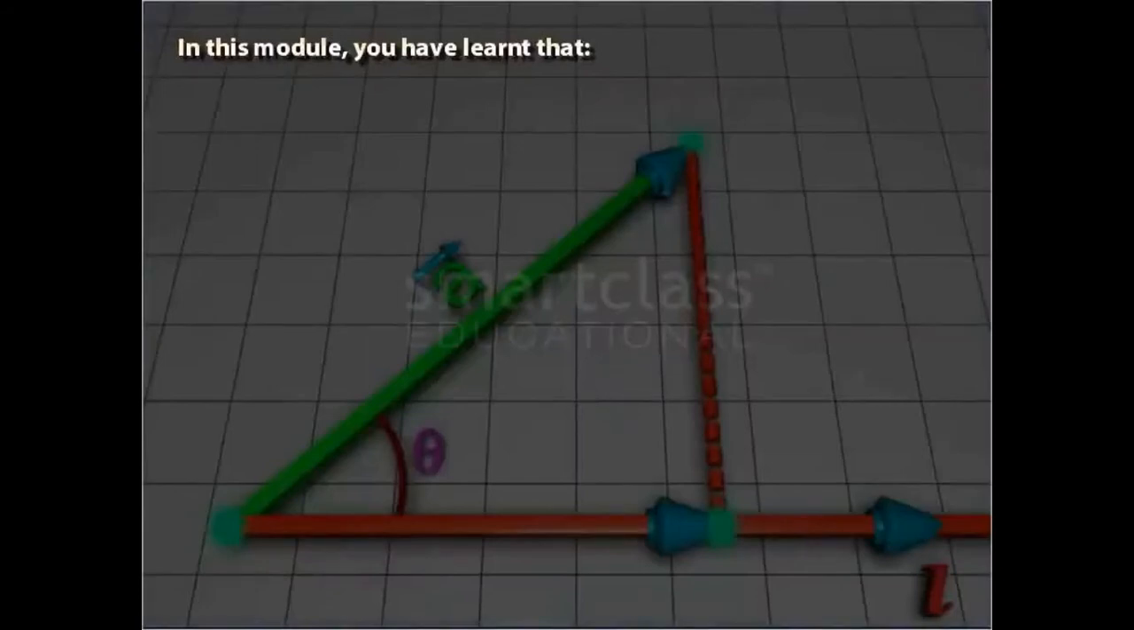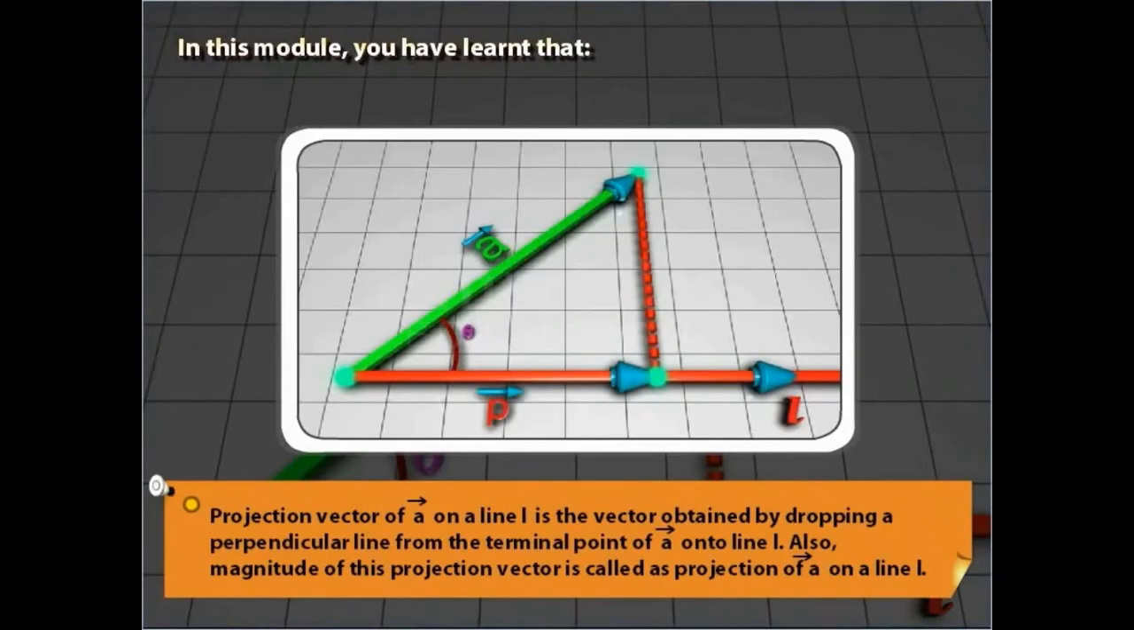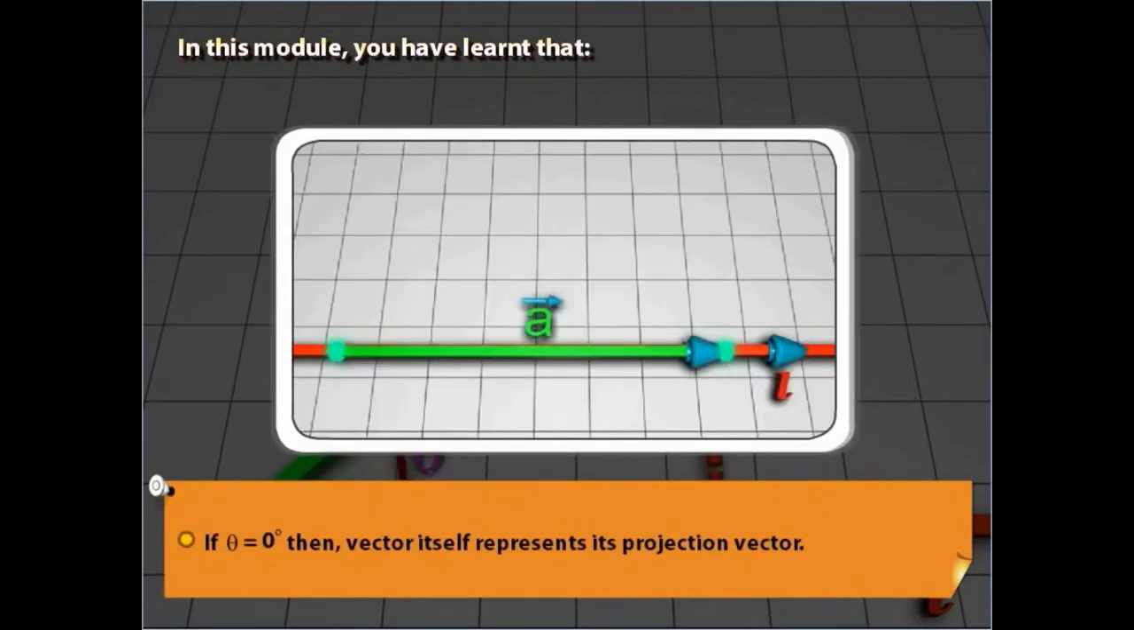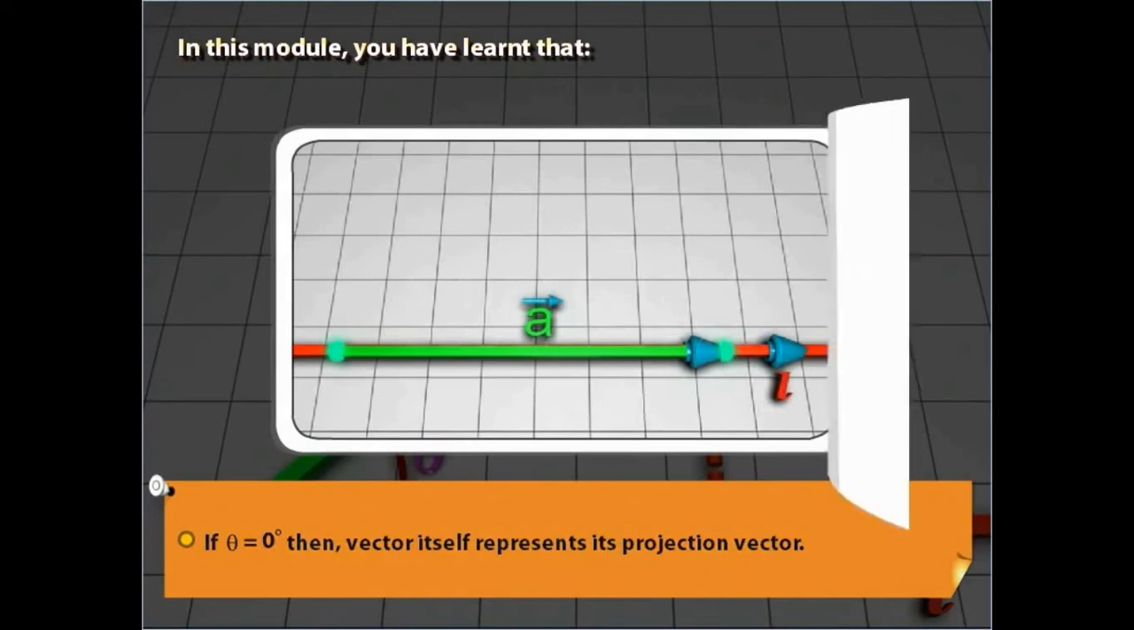In this module, you have learnt that projection vector of vector A on a line L is the vector obtained by dropping a perpendicular line from the terminal point of vector A onto line L. Also, magnitude of this projection vector is called as projection of a vector A on a line L. If theta is 0 degrees, then vector itself represents its projection vector.